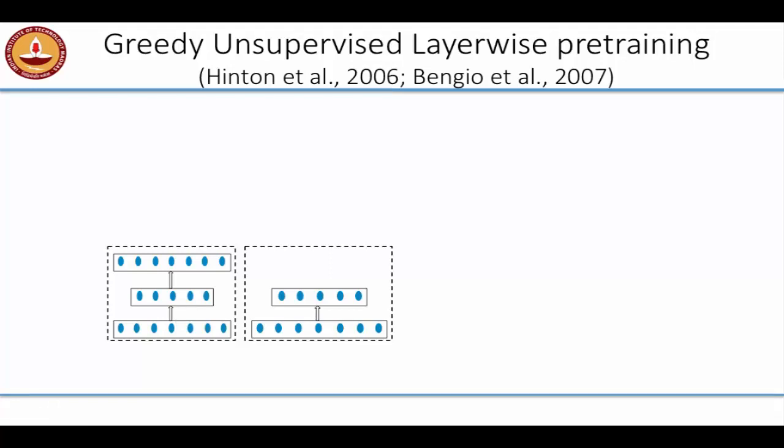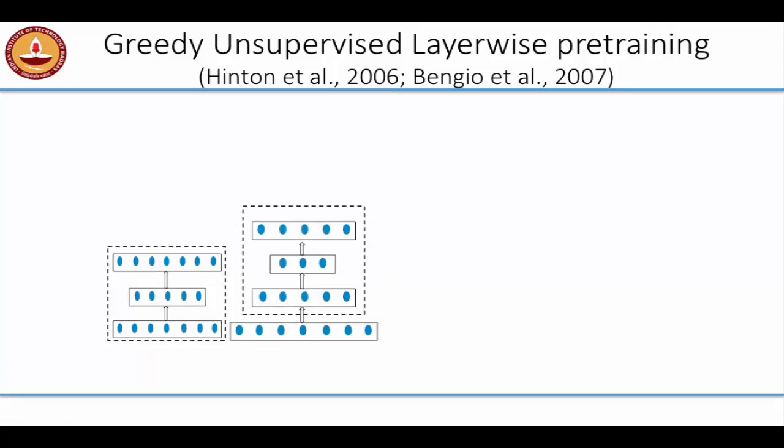If you think about it, there is no real supervision required here, because as soon as I have the input, the output is just the same input. I'm going to send it through a smaller hidden layer so that I am learning a reduced representation of the input. Once I have this first level of reduced representation, I'm going to iteratively deepen the network.